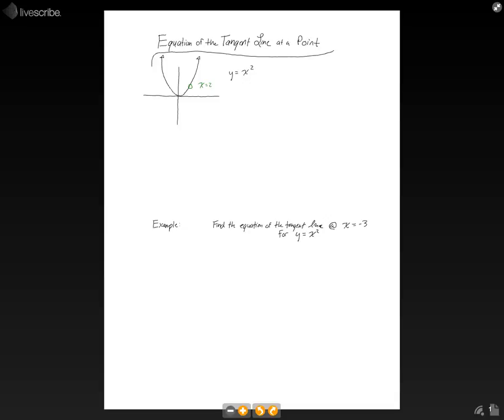So the first part of that, to find the slope of the tangent line, we're going to take the derivative of this function, so f prime of x, which is going to be 2x. Now when we plug in x equals 2 in for x, we'll find that f prime of 2 is 4. And that is our slope.